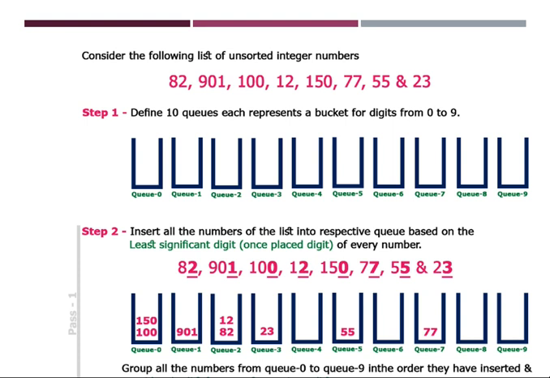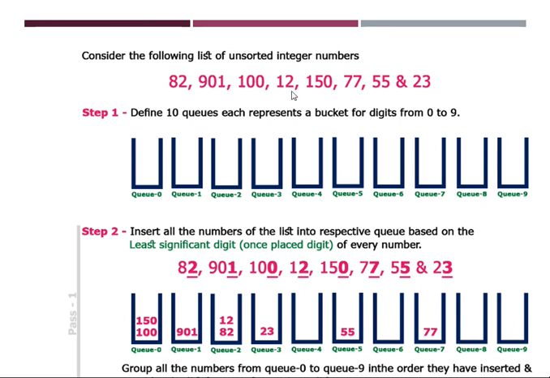Let us understand this with the help of an example. Suppose the given series of unsorted integers is 82, 90, 100, 12, 150, 77, 55 and 23. In step number 1, we define 10 different queues as shown here: Q0, Q1, Q2 till Q9, 10 different queues.